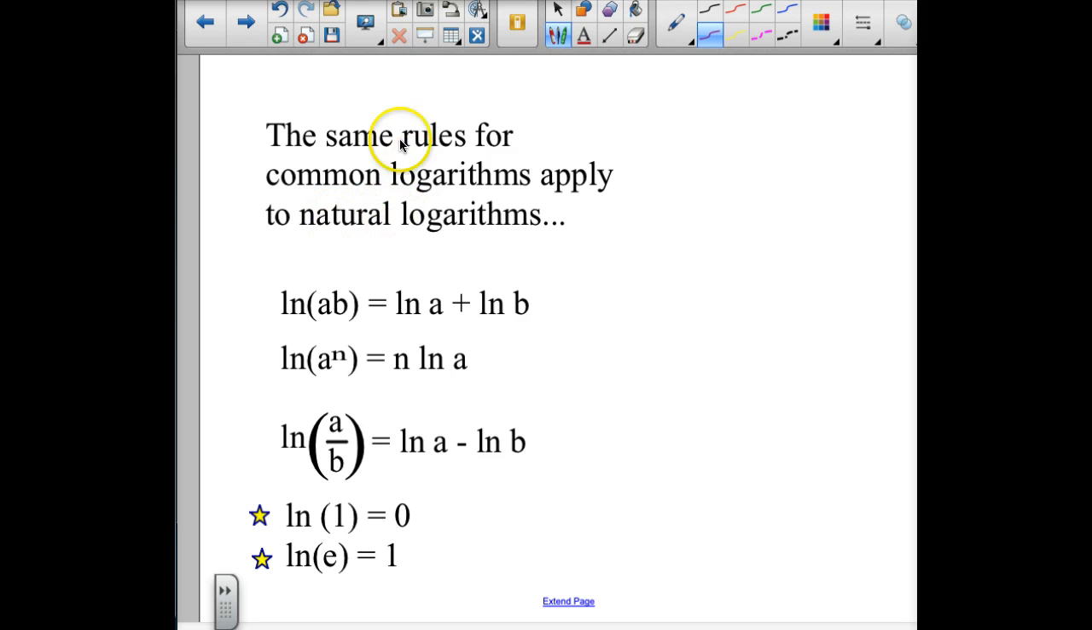So the same rules apply for common logs. The same rules that we had for common logs apply to natural logs. The natural log of a product, a times b, would be the natural log of a plus the natural log of b. The natural log of a to a power will be n times the natural log of a. So that power is multiplied times the function natural log of a. Natural log of a over b is the same as natural log of a minus natural log of b. And these two you need to memorize. The natural log of 1 is 0, and the natural log of e is 1.